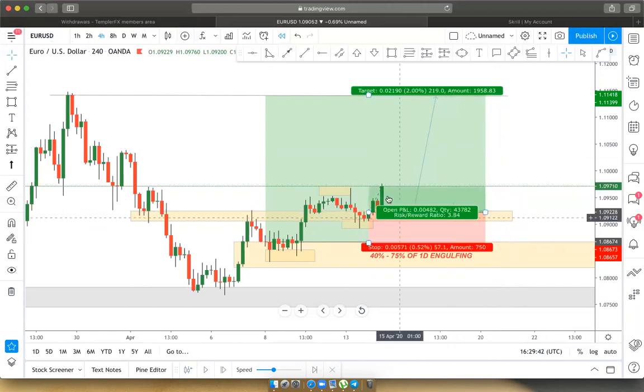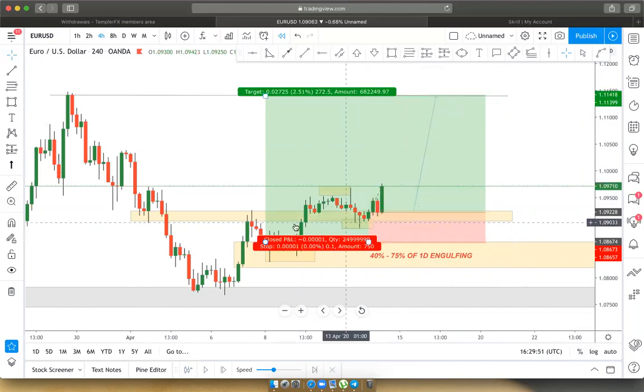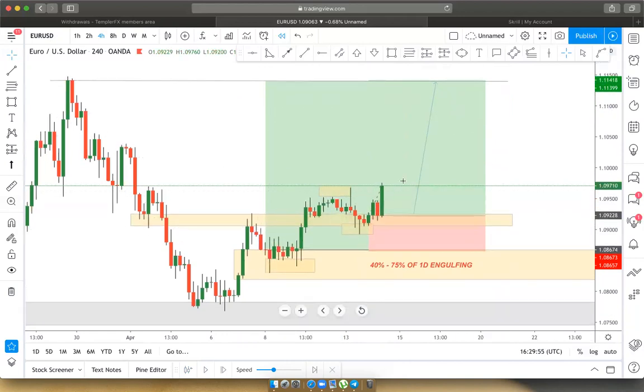So we took another entry here on Euro USD. Our target was above here. This second entry target was 220 pips, while for the first entry the target was 270 pips. So let's see what's happening after.